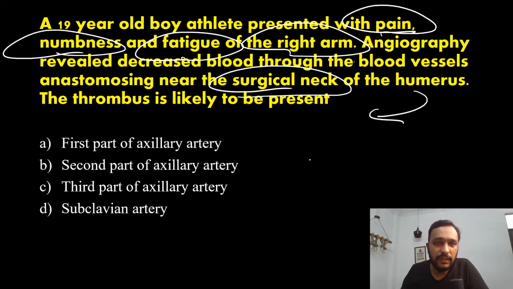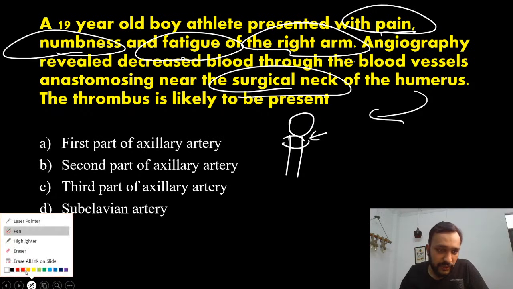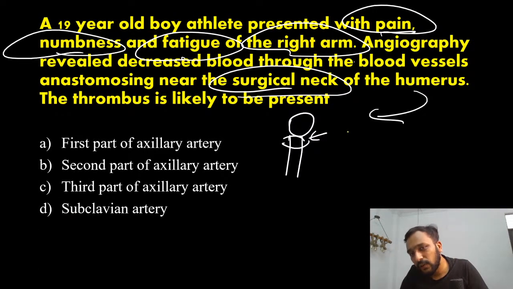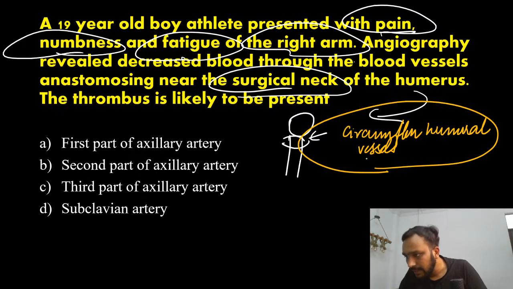Okay. So guys, we have been told in the question that there is decreased blood flow through the vessels which are anastomosing around the neck of the humerus. These include your circumflex humeral vessels. So circumflex humeral vessels are going to anastomose around the neck of the humerus. Very good, Sharvari Patil.